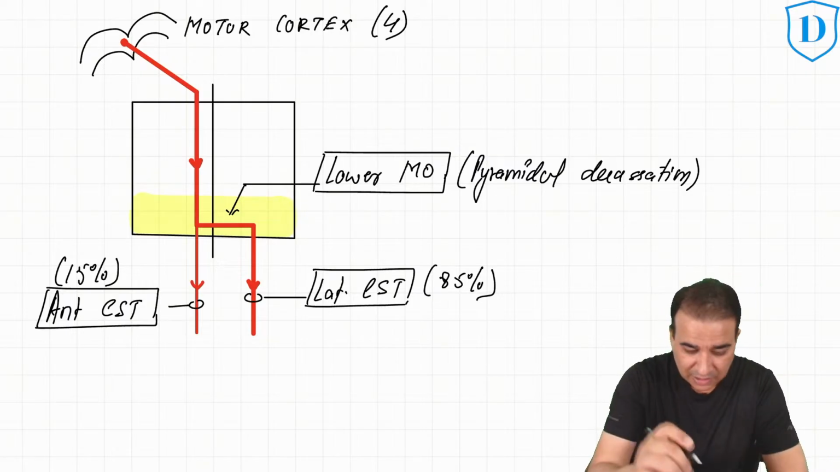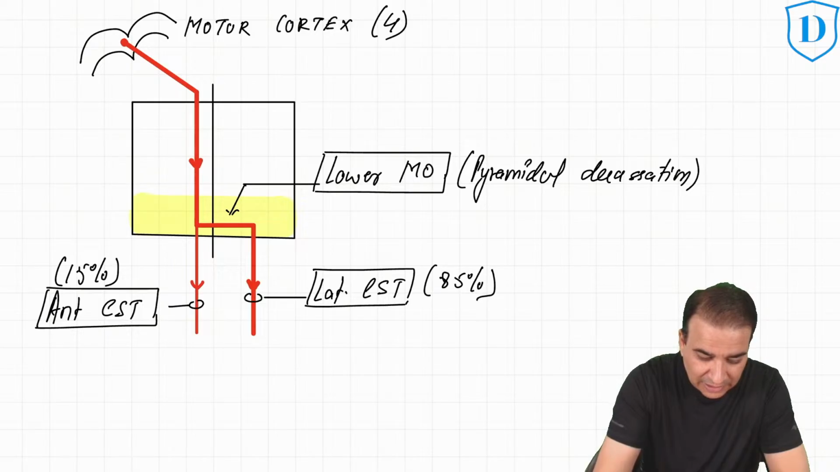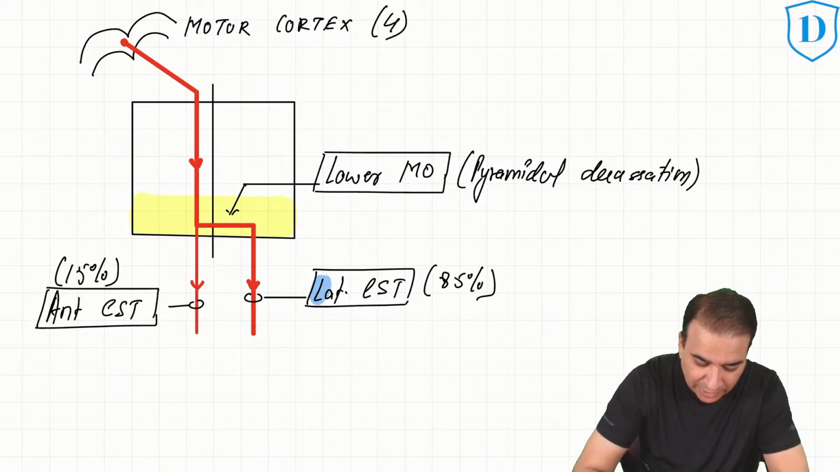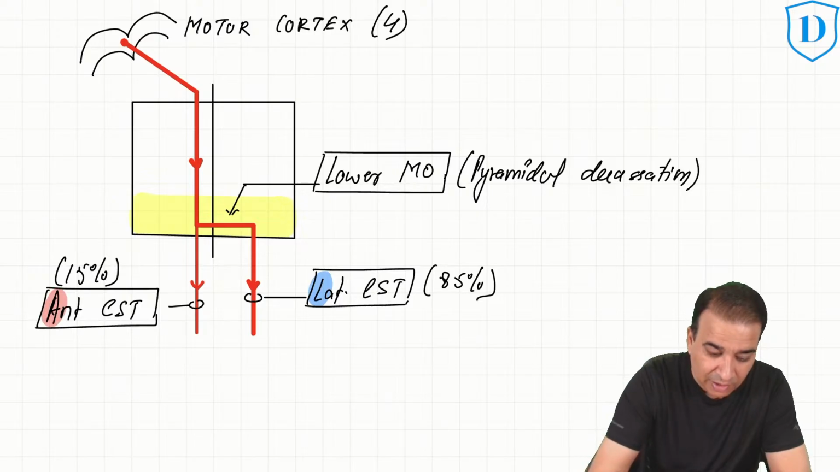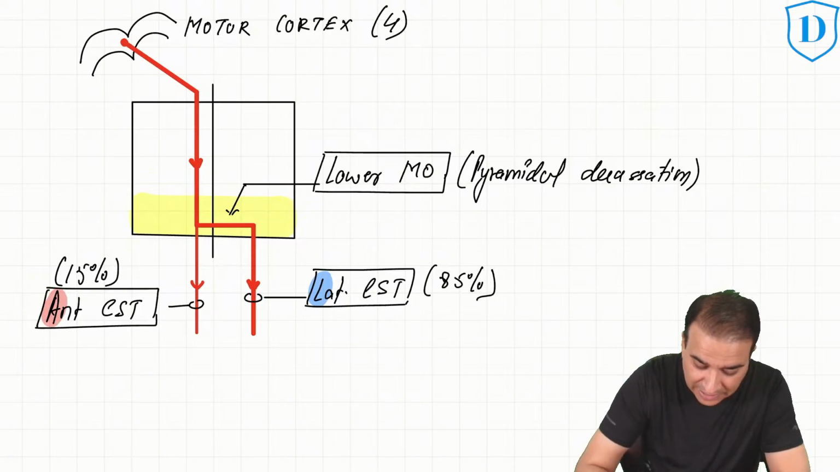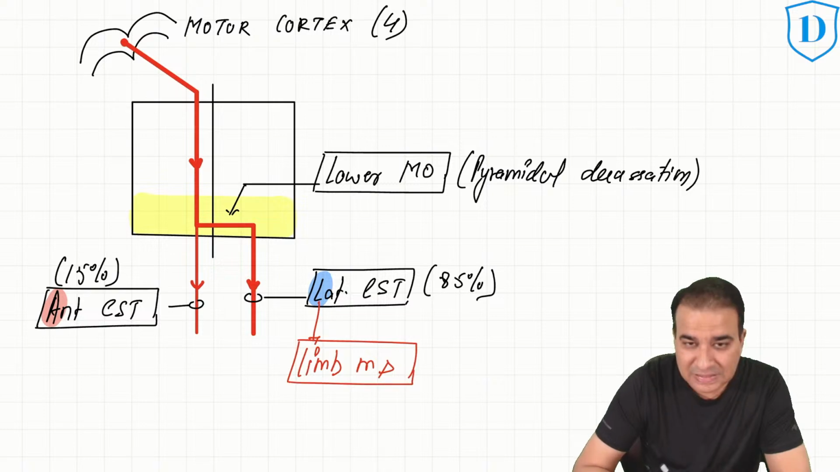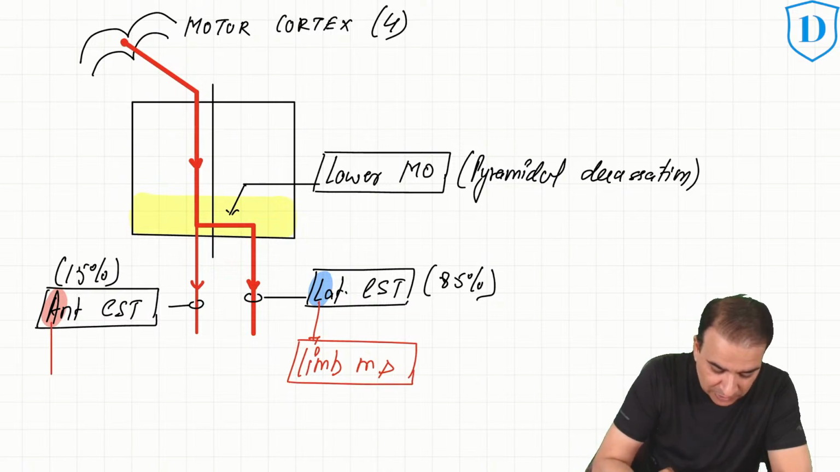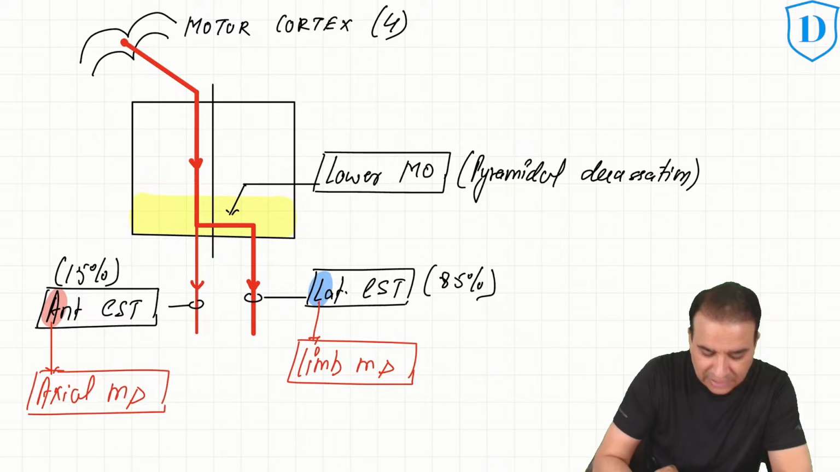Another difference, which you can remember again from their name itself, guys: L for lateral, and the letter L will remind you of limbs. A for anterior, and A will remind you of axial. That means the lateral corticospinal tract is mainly to supply the limb muscles. Whereas the anterior corticospinal tract is going to supply the axial muscles. Intercostal muscles and abdominal muscles are supplied by the anterior corticospinal tract.